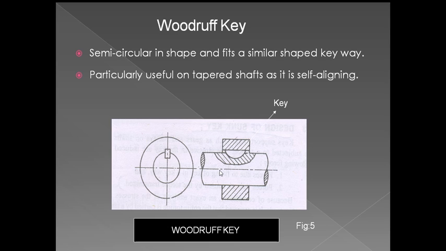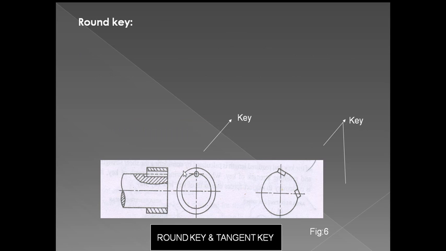The disadvantage is that the depth of the key weakens the shaft because the removal of material is more. At that particular place the shaft has less area, so when more force is applied on less area, it will break first. That's why its load carrying capacity will be less. So this is the Woodruff key. Next one is round keys.